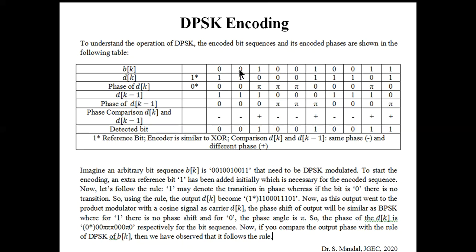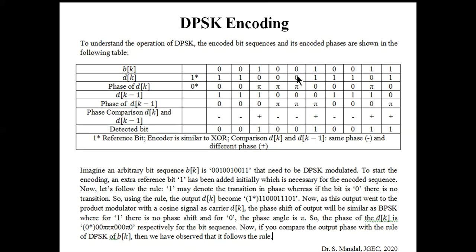Again, the next input is 0, so it will follow the previous, so it will be 1. Now coming to the next, as the next input is 1, the voltage level or value will be inverted or reversed. So as the previous output is 1, this one will be 0. Now 0 means no transition, so no transition.